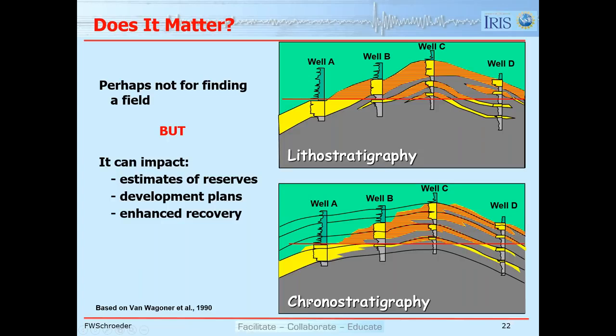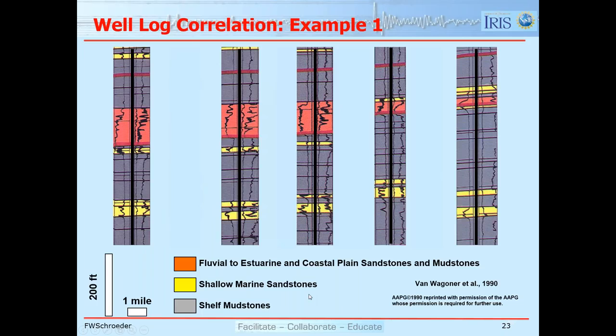And we've discovered that the chronostratigraphic way of doing correlations is more effective in explaining production than is the lithostratigraphic formation method of correlating. And we'll talk more about that in a future lesson.